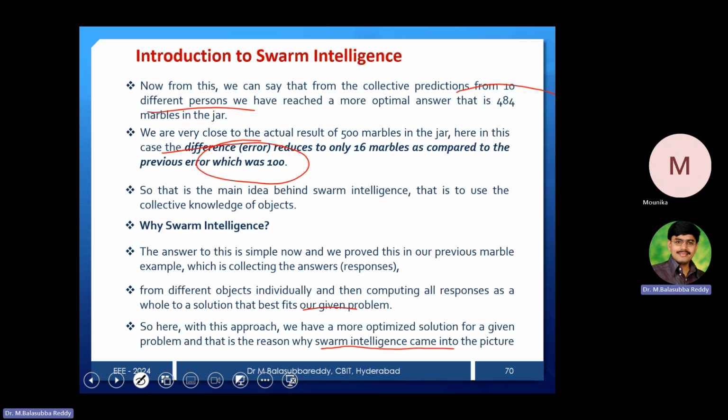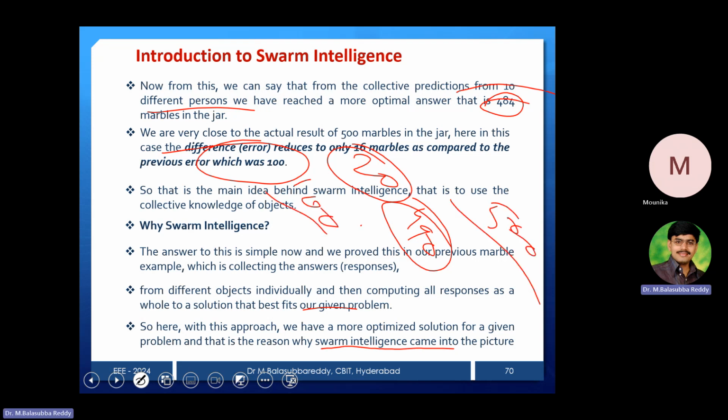Because in this previous problem itself, the answer is not a fixed one. The answer they gave was 484 if I take the opinion of 10 people. If I take the opinion of 20 people, then the average may be 490, but the actual is still 500. If I take 100 people, then your answer may be nearer to that. This is where swarm intelligence comes into the picture. It gives the most optimal solution, but it is not a fixed solution. It is going to vary.